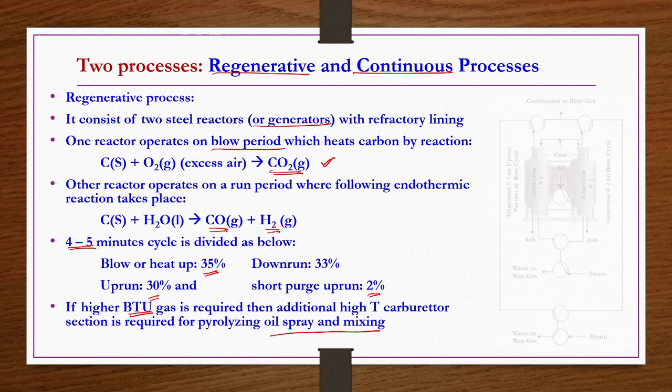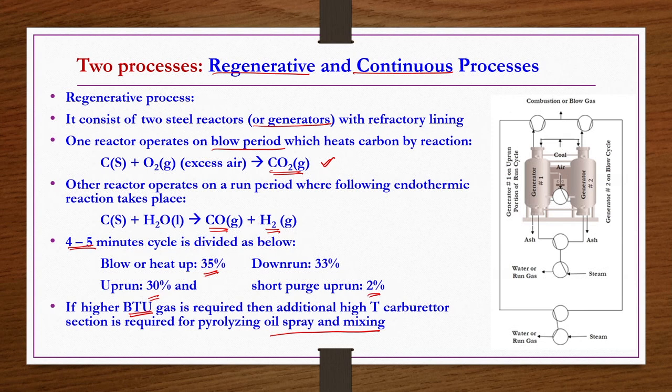If you see it pictorially, as described here, we have two generators, generator 1 and generator 2. Generator 2 is on the blow cycle. For both reactions, the coal or coke that you have taken is provided from the top. In generator 2, the reactor which operates on the blow period, air is supplied like this.